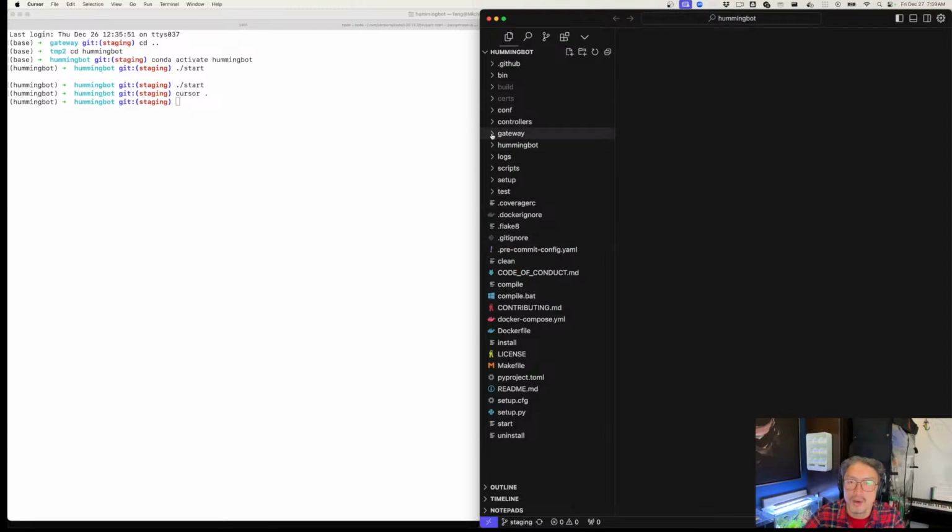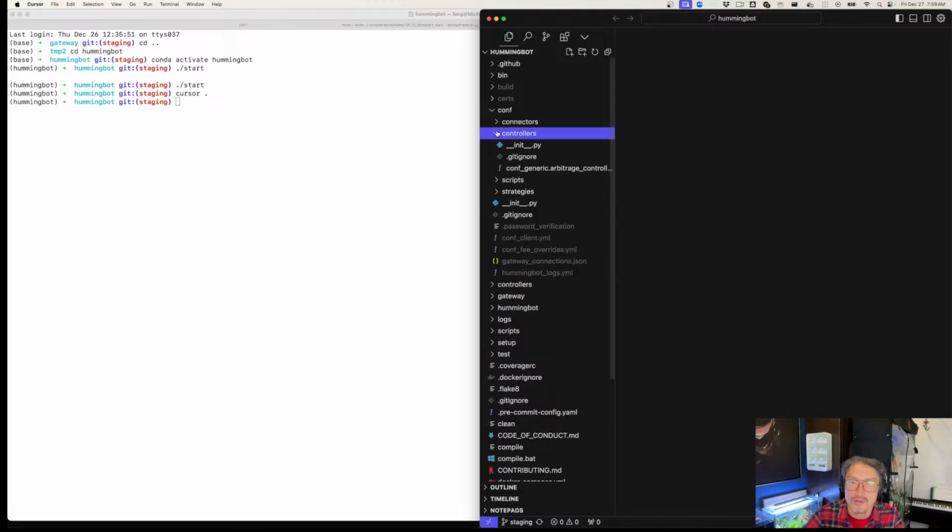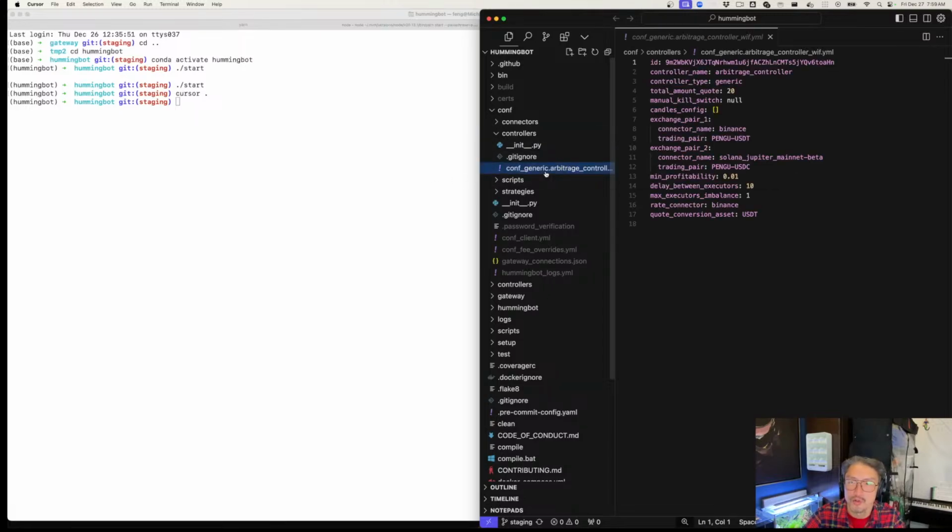All right. So in conf, controllers, this is where the configuration for the controller we just created is. So you can see it has an ID and there's a bunch of fields that we're going to edit to define the arbitrage corridor that we want. So we're going to use $20 total because we have at least that much of WIF across the two exchanges and USDT. So the first one we'll define as OKX, and then we'll make this WIF-USDT.